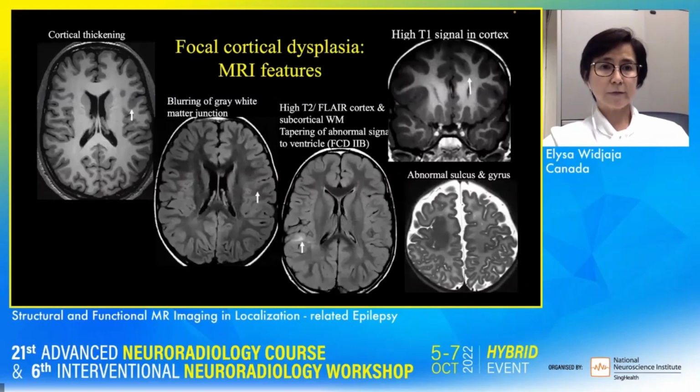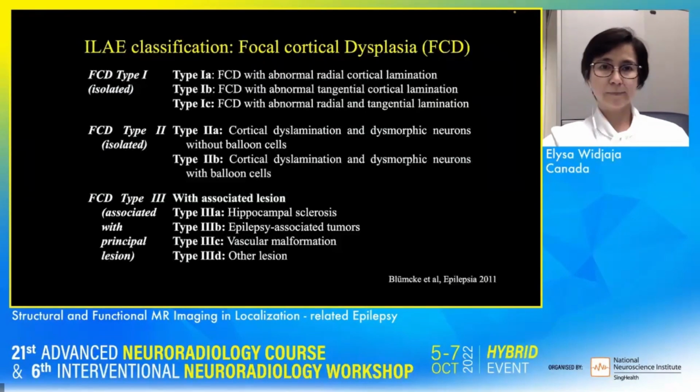The MRI features of focal cortical dysplasia include thickening of the cortex, blurring of the gray-white matter junction, high T2 and FLAIR signal in the subcortical white matter and cortex, and tapering of the abnormal signal towards the ventricle, which is fairly characteristic of FCD type 2B. Other features include high T1 signal in the cortex and abnormal sulcation and gyration pattern.